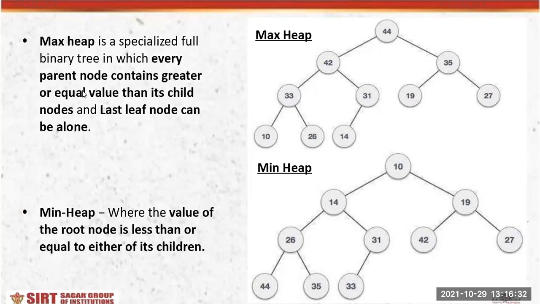Now see the example of a max heap tree. Every parent node contains a value greater than or equal to its child nodes. Now you can see the parent 44 is greater than either of the children. 44 is greater than 42. 35 is greater than 44. Basically, the concept which we are following here is only that the parent will be greater than either of the children. So you can notice 42 greater than 33, 31 greater than 42.